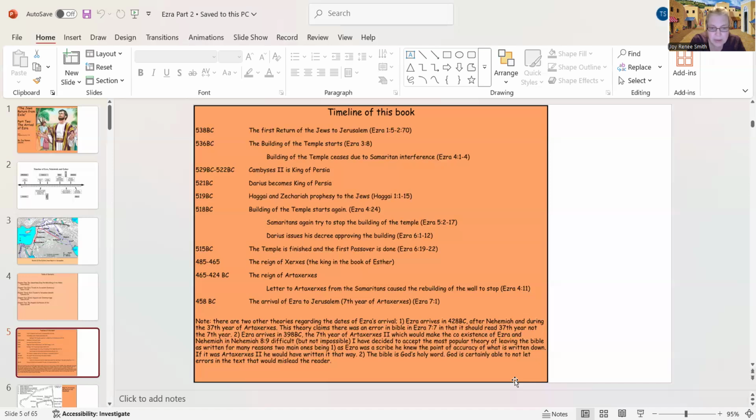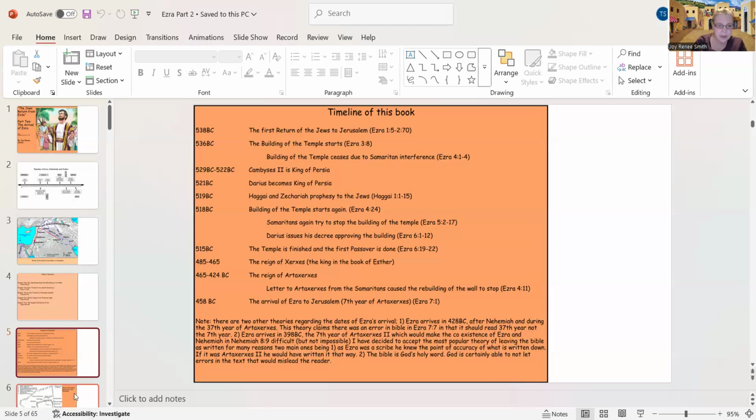I have 2 main reasons. Ezra was a scribe. He knew the importance of accuracy in what is written down. If it was Artaxerxes II, he would have written it that way. And the Bible is God's holy word. God is certainly able to not let errors into the text that would mislead the reader. So that's why I've gone with the most popular theory, that the arrival of Ezra is 458 BC, the last line of our timeline of the book here.